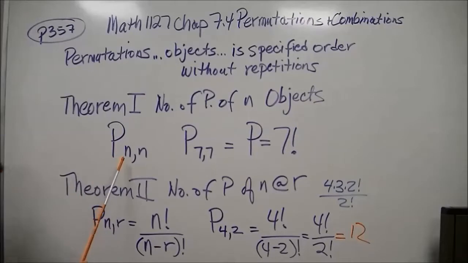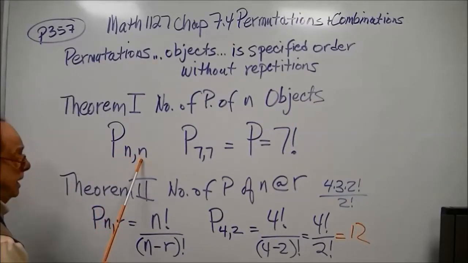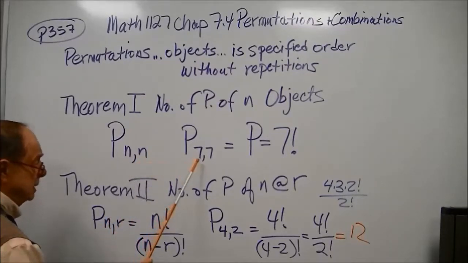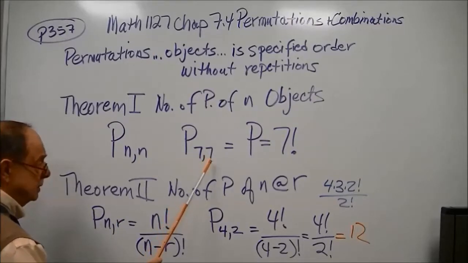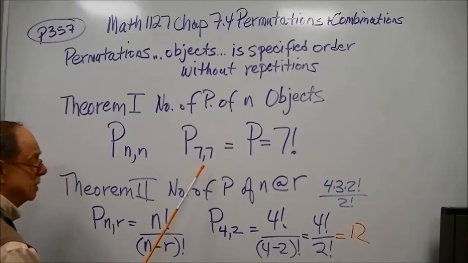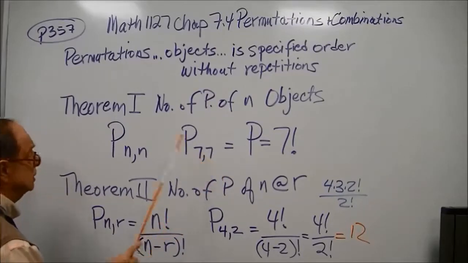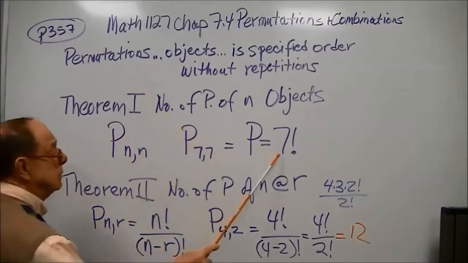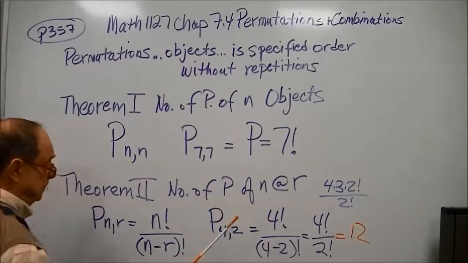So notice we have in our formula here n, the number, and n, the number. So if you see something like this where it's both n, you're starting with 7, you're taking it 7 objects at a time, what are your possible permutations? It would be 7 factorial.